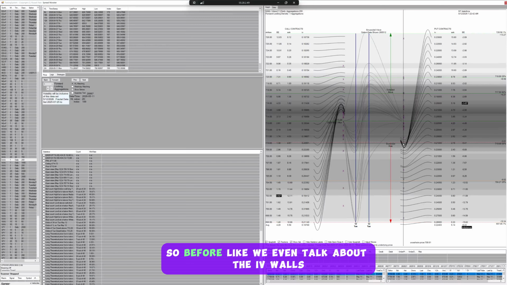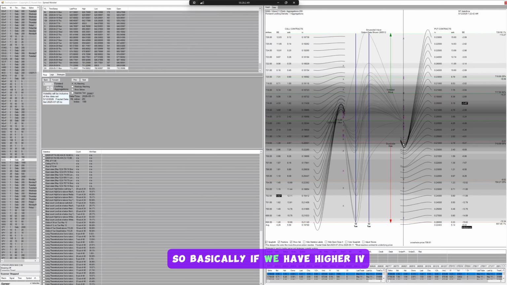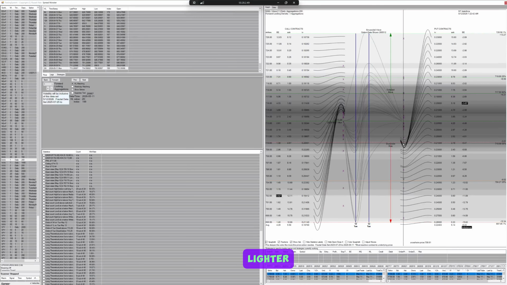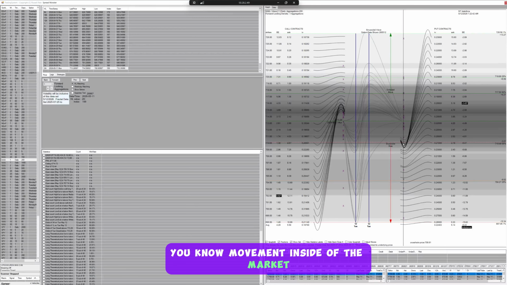Okay, so before we even talk about the IV walls or the peaks, let's just talk about the implied volatility and what it does. So basically it's giving you an idea of the expected movement, right? If we have higher IV, it means that we do have a larger expected move. If we have a lower IV, it means that we can expect consolidation or lighter movement inside of the market. But this IV isn't just enough, right?